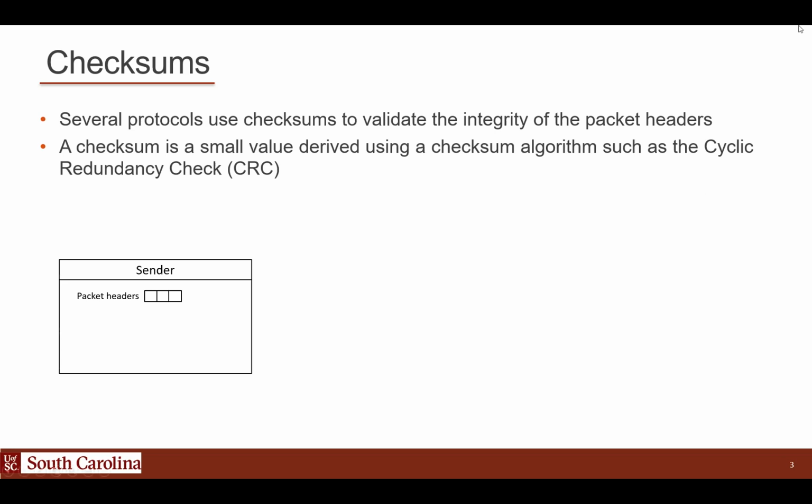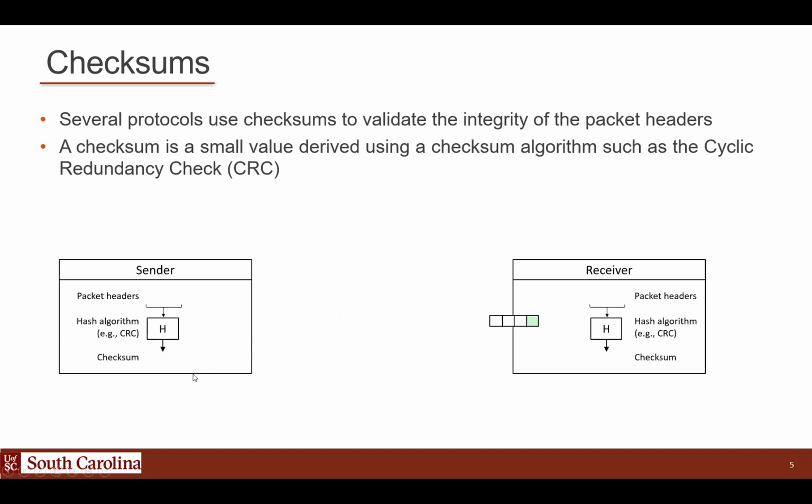So if we want to look at how it works, we have a sender here, and we have some packet headers. So I'm constructing a packet, let's say an IPv4 packet. So we pass these headers to a checksum algorithm. Depends on the protocol. So for example, IPv4 has its own hashing algorithm. Other protocols might have different hashing algorithms. And the output would be a checksum value. Then the sender will append this checksum value to the headers and will send it to the receiver.